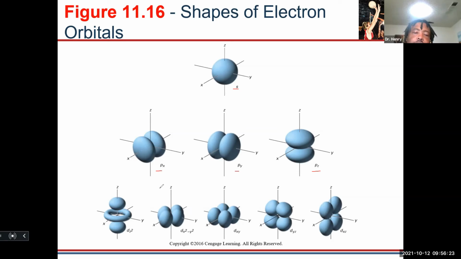You guys don't need to know this. I'm just showing you so you get an idea that the s is a sphere. The p orbitals are like dumbbells. The d is just kind of a hot mess. It's like 2 sets of dumbbells together, but we have one case where it's a total hot mess. And the f is even much more complicated, so we don't typically show it.